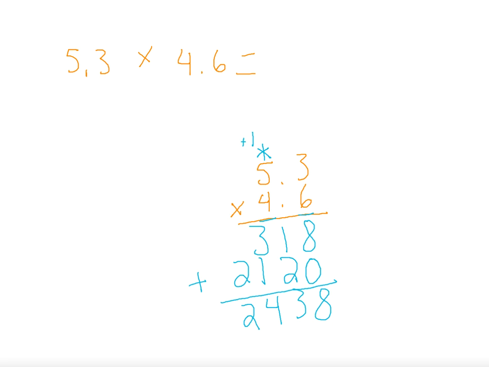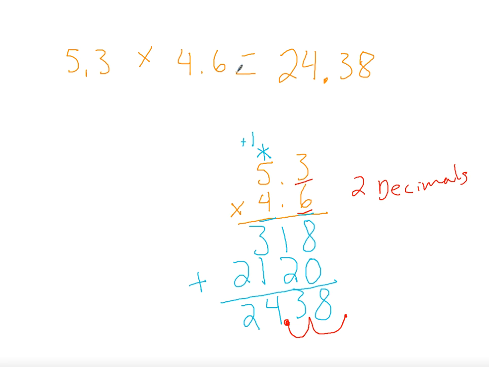But right now, normally my decimal point would be right here. But we've got to count how many decimal places we have in our two factors. In this one we have 1 decimal, and in this one we also have 1. So it's a total of 2 decimal places. So I'm going to take this decimal and move it 1, 2. That's where I'm going to put my decimal. So 5.3 times 4.6 equals 24.38.